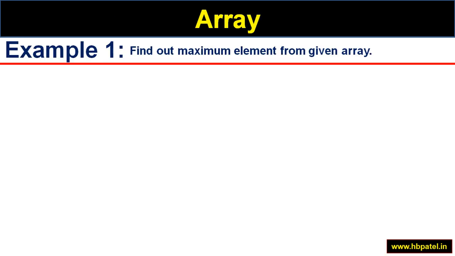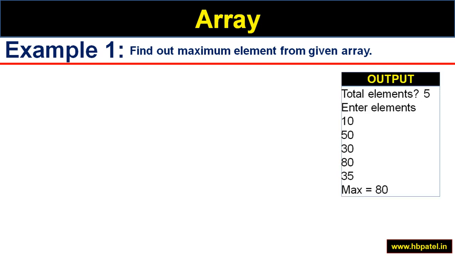Now let's move forward, have some examples. The first example is finding out the maximum element from a given array. Let's try to understand using the output first. Let's say we'll be asking how many elements there are. Let's say 5 elements. Then the program would ask me to enter 5 elements. For example, I have entered 10, 50, 30, 80 and 35, and we can see that out of these 5 elements 80 is the maximum, so the program would give me the answer max equal to 80. So this is what I want.